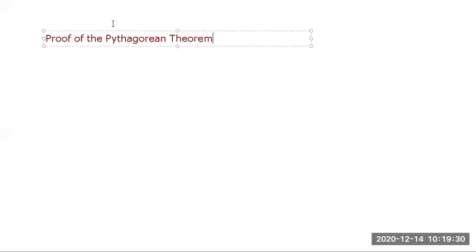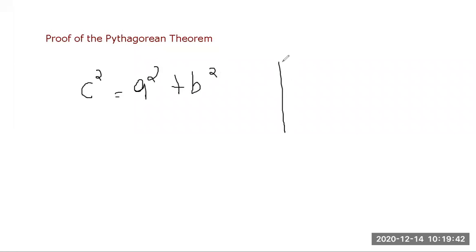So we're talking about the proof of the Pythagorean theorem. We know that the Pythagorean theorem states that c squared is equal to a squared plus b squared. And we have our triangle. That's c and that's a. Now we're going to prove it. We want to figure out why is it that c squared is equal to a squared plus b squared. And there has to be a reason as to why.